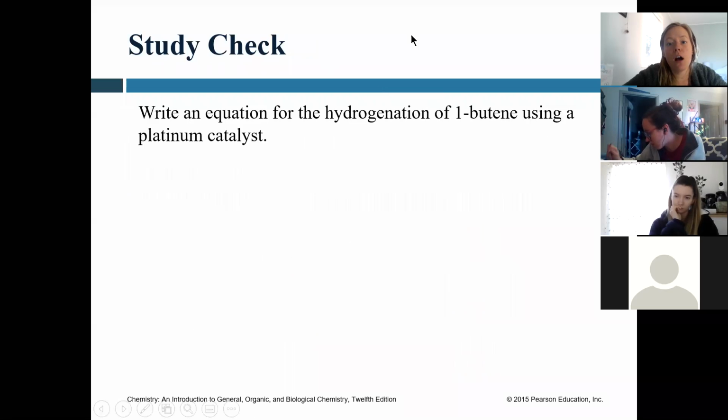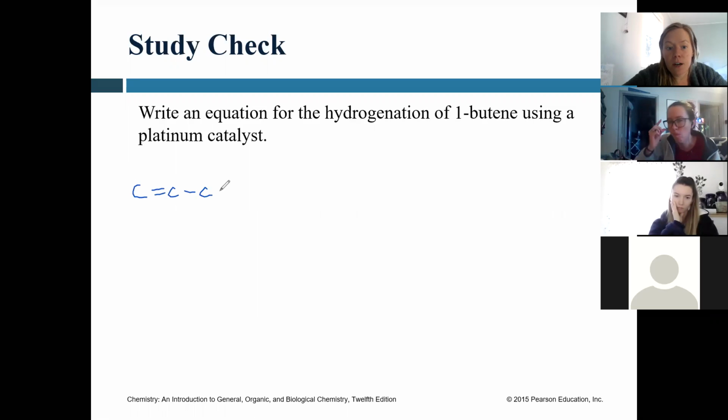So let's first draw our 1-butene. So if it's 1-butene, that means that we have a carbon and it's double bonded to a carbon and then single to carbon and single to carbon, right? This has hydrogens all around it. This thing has 2 hydrogens. This thing has 1 hydrogen, 1, 2, 3, and 4. And this thing has 2 hydrogens.